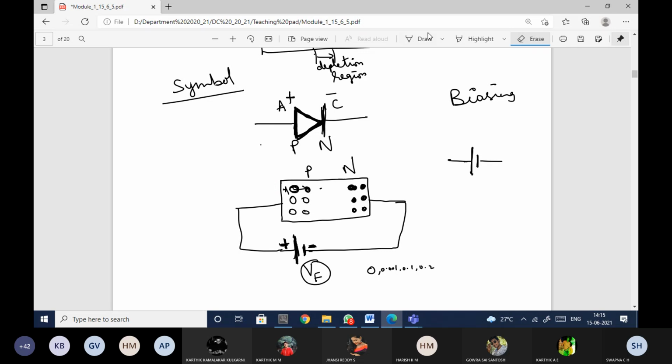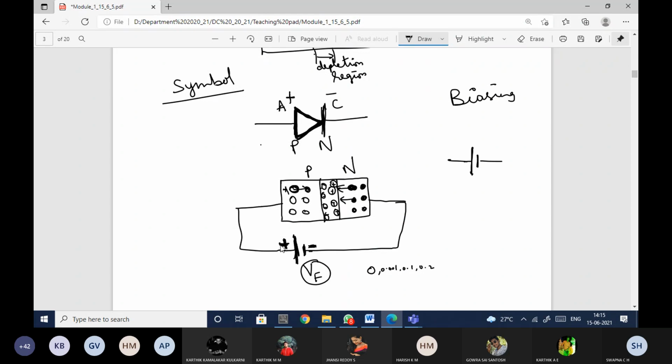Let me reiterate once again. Initially I have the barrier voltage. Barrier in the sense I will have some negative ions towards this side and some positive ions towards this side. Now I'm applying some additional electric field. Because of this electric field, the electrons which are present in the n side will get repelled by this negative terminal and will start moving in this direction.